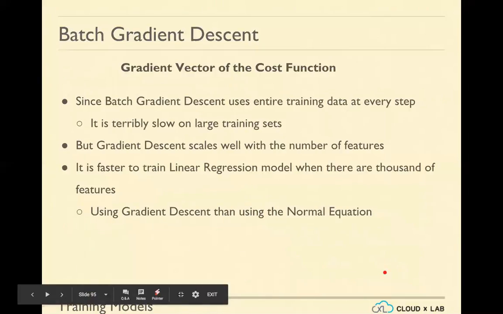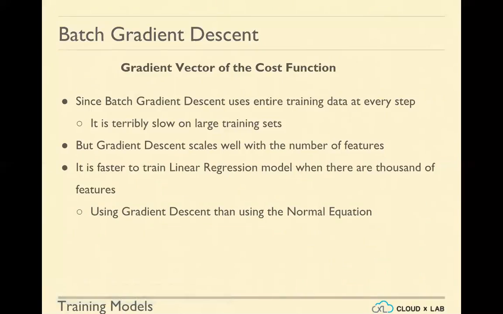Since batch gradient descent uses the entire training set at every point, it is terribly slow on large training sets, but gradient descent scales well with the number of features. It is faster to train a linear regression model when there are thousands of features using gradient descent than the normal equation. The normal equation was great if the features were small, while gradient descent is great when features are huge.